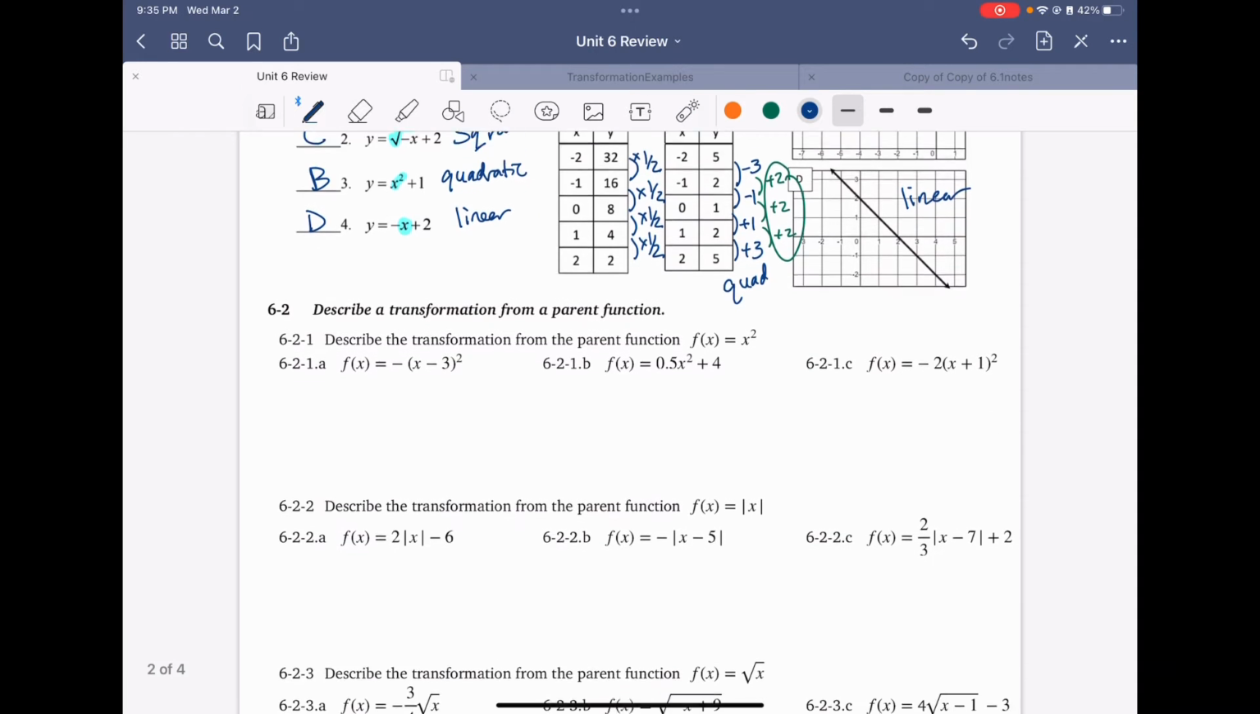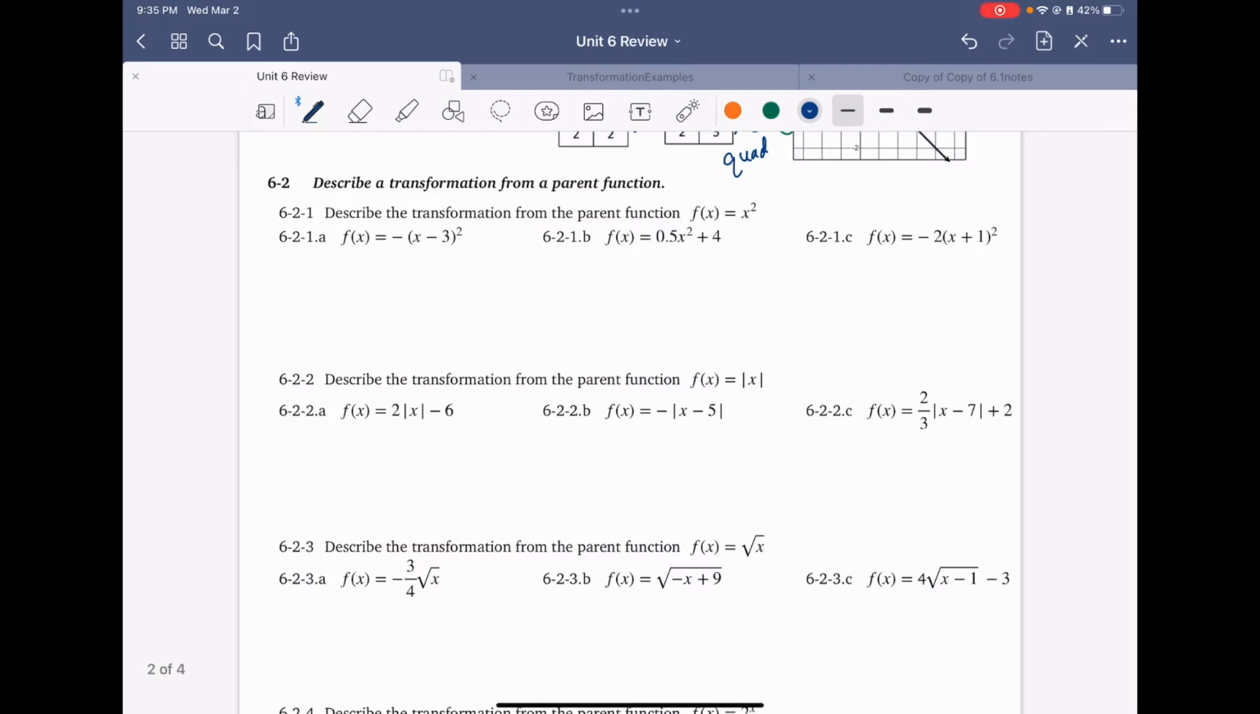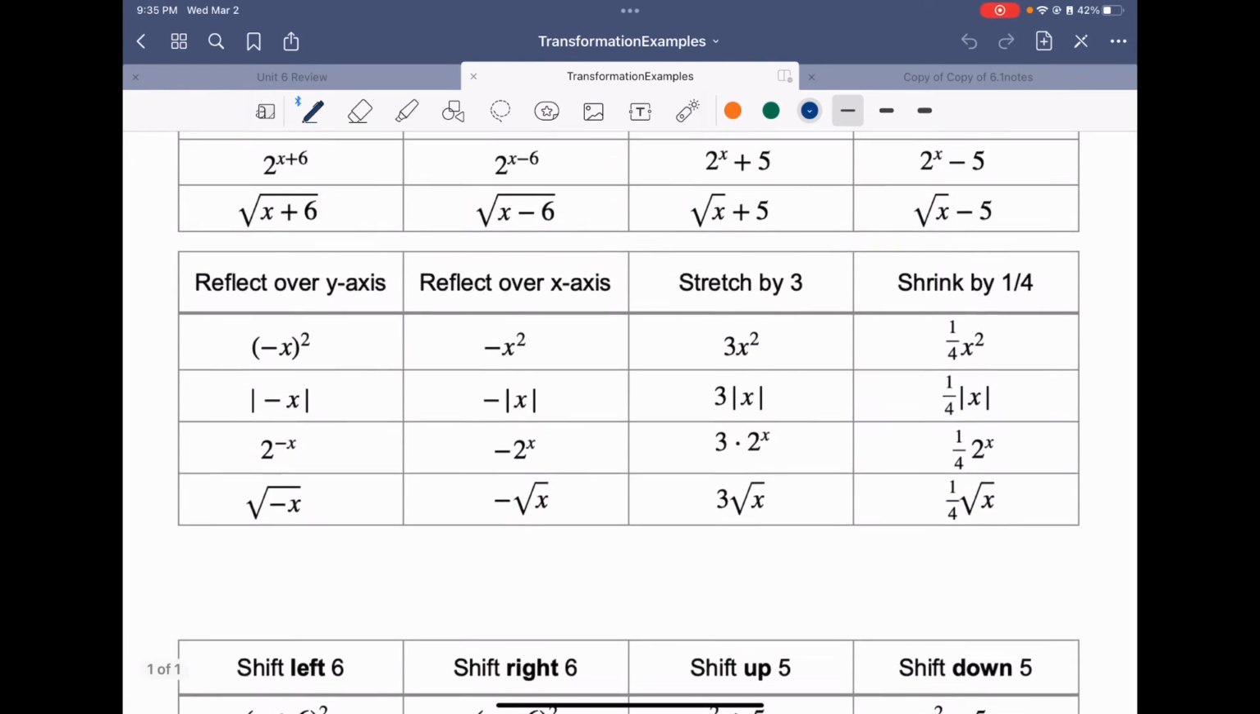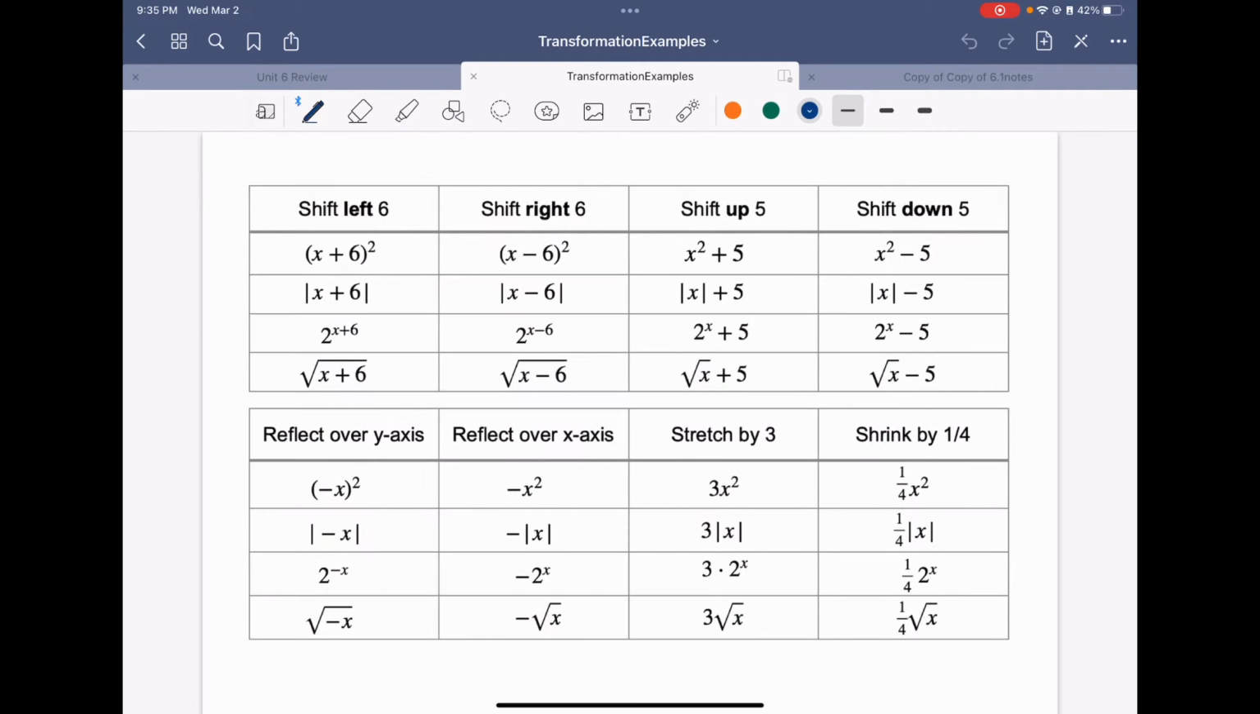All right, let's move on to 6.2. So 6.2 is where we were describing our transformations. So if you don't have this copy right here, I'm going to add this handout to the Canvas. So it should be on there if you don't have a paper copy of it. If this helps you with the transformations, then it would be a good thing to add to your note card for the test. So I really recommend having it if it helps you. If not, that's totally fine too.